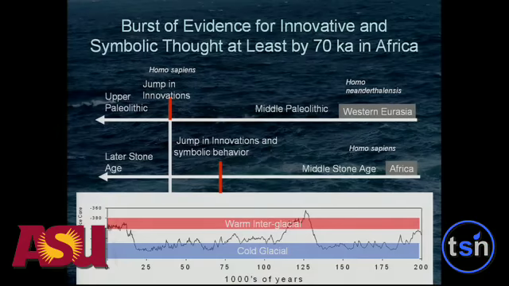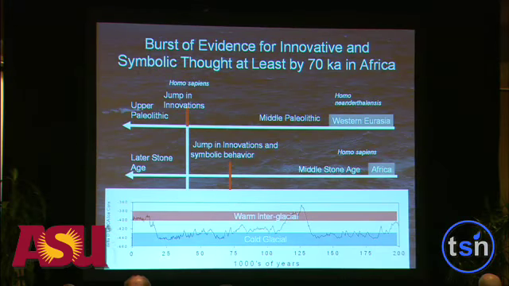The last 20 years of research in Africa documents a jump in the evidence for innovation and symbolic behavior at about 70,000 years ago in Africa, and Ian briefly mentioned some of the African archaeological evidence for that. We don't see a jump in innovation and symbolic activity in Europe until about 40,000 years ago, and that is almost certainly due to the migration in of modern humans who bring that cognitive capacity with them.